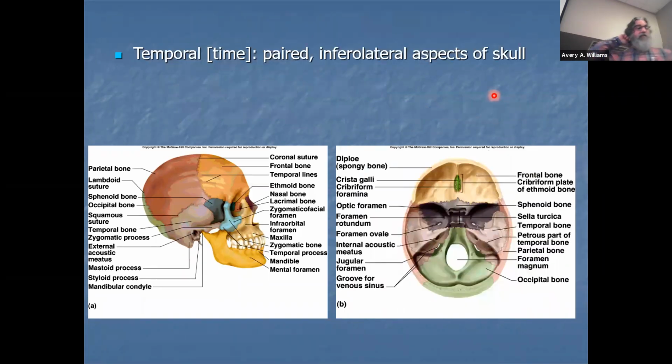What's the second bone? The temporal bone. The temporal bone is also paired. So now we're up to 4 bones already. It's also paired, forming the inferior lateral aspects of the skull. So superior lateral aspect, now inferior lateral aspect. So down here on both sides of the head.